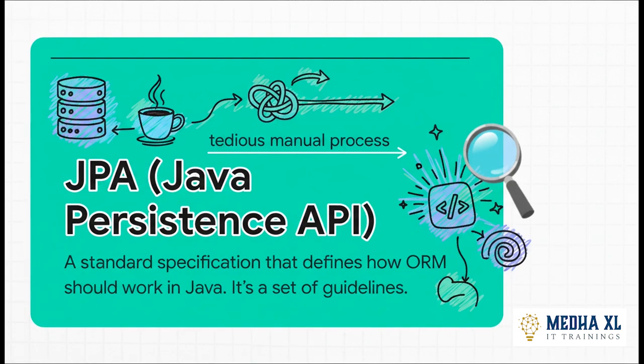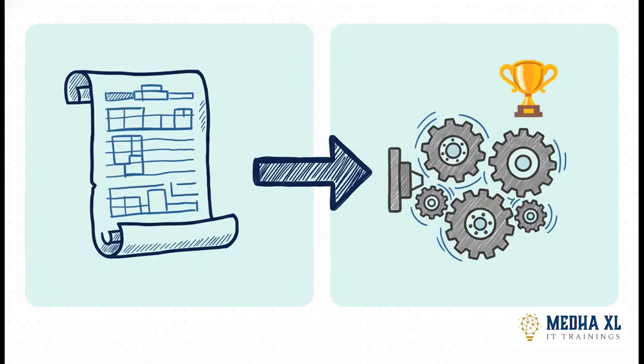Okay, so if ORM is the technique, what in the world is JPA? Think of JPA, the Java Persistence API, as the official rulebook. It's a standard specification that lays out all the guidelines for how ORM should be done in the Java world. It's the blueprint, not the actual engine that does the work. And this is a really, really important distinction to get.